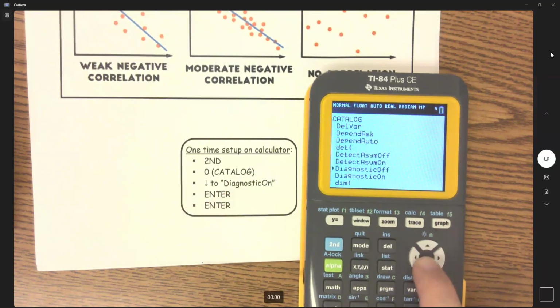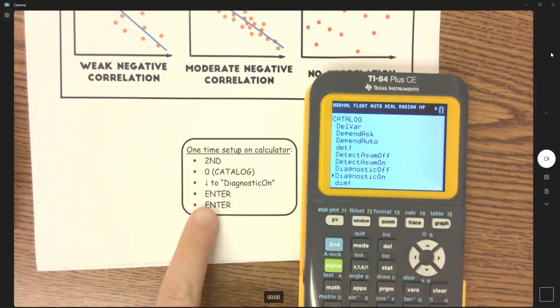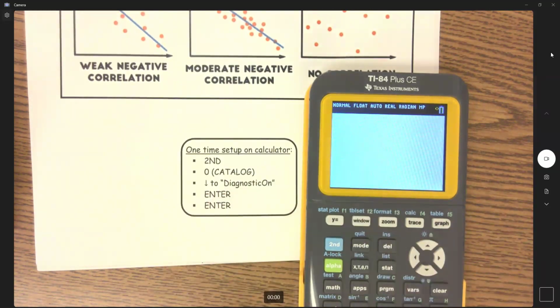And you can see there's an on and an off. Make sure you go to on and then hit enter twice. So enter and then enter. Once you get to this screen here showing done, then you are ready to move on to the next video.